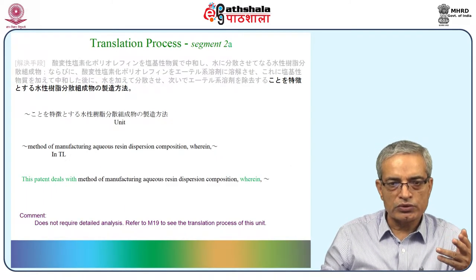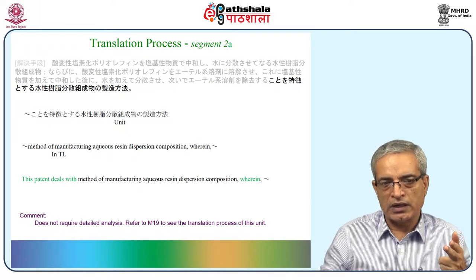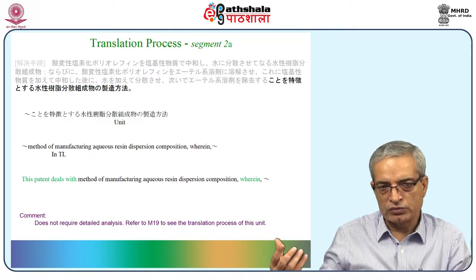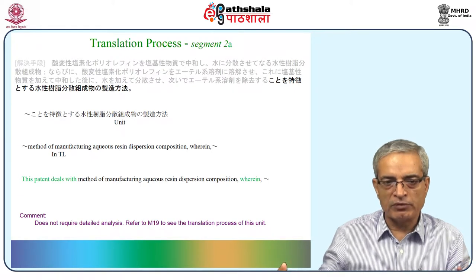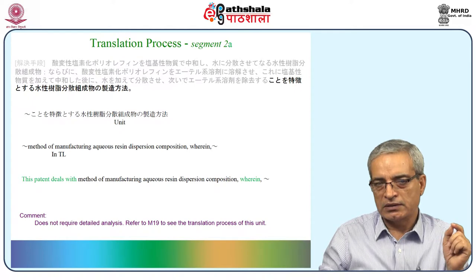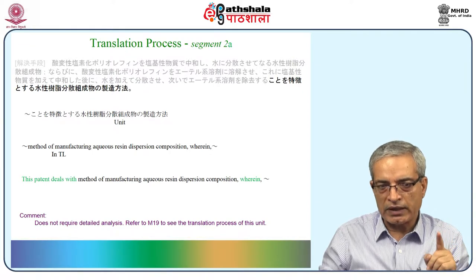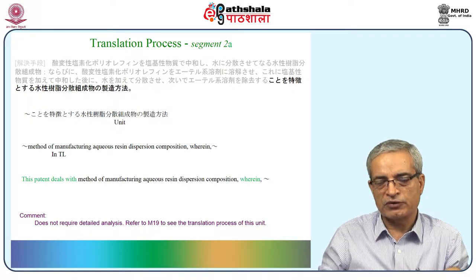This is koto tokcho to suru, and it's a unit. So in the target language, it comes as method of manufacturing aqueous resin dispersion composition wherein, and if we try to make it full, it will be: this patent deals with method of manufacturing aqueous resin dispersion composition wherein. If you want, you can drop the composition. It does not require detailed analysis, so you can refer back to module 19 to see the transposition process for this unit.